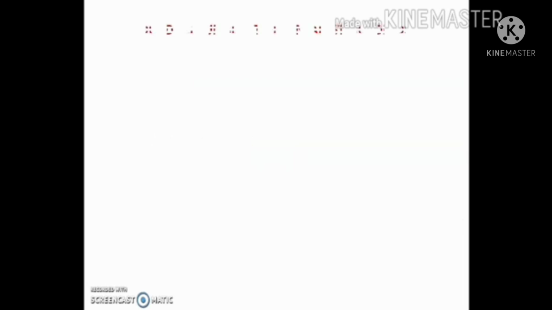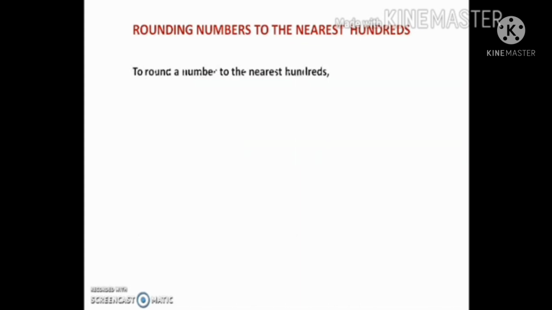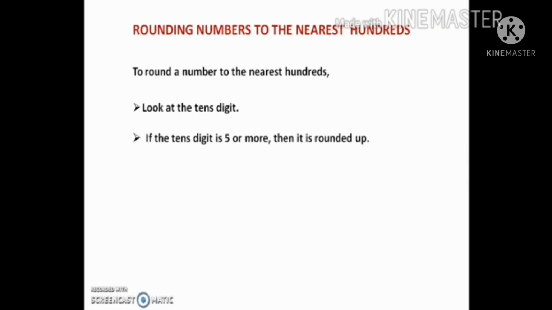Now let us see how to round the numbers to the nearest hundreds. To round a number to the nearest hundreds, we have to look at the tens digit. Again remember, the tens digit. If the tens digit is 5 or more, then it is rounded up. If the tens digit is less than 5, then it is rounded down.